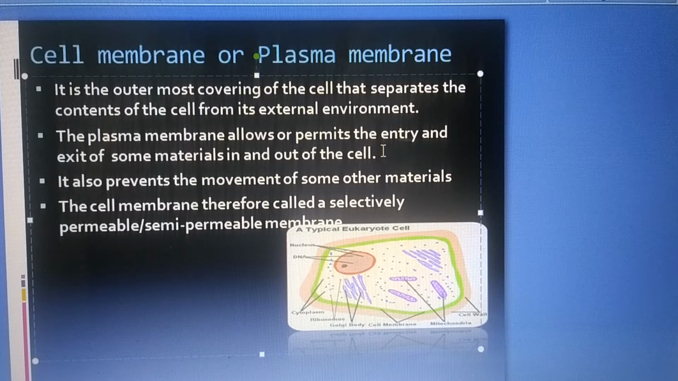That's why the cell membrane is called a selectively permeable or semi-permeable membrane. Here is one question we can note down: why are cell membranes or plasma membranes called selectively permeable? Because they allow or permit the entry and exit of some materials in and out of the cell. It also prevents the movement of some other materials. Therefore, this cell membrane or plasma membrane is also called a selectively permeable membrane.